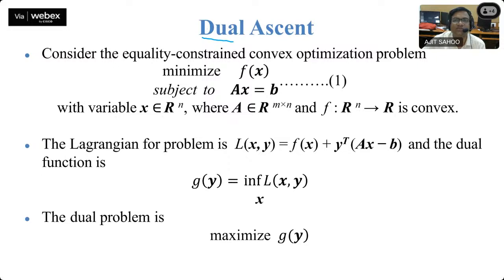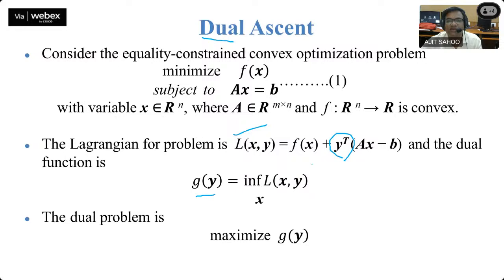Now come to the first algorithm, that is the dual ascent. So this problem is of the form minimize f(x) subject to Ax = b, with variable x belongs to R to the power n, and these are the dimensions of each of these. Now the same way we have to first form the Lagrangian. So here y is your dual variable.